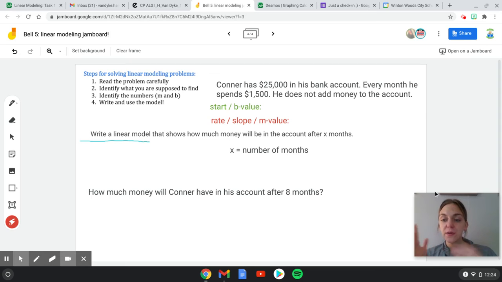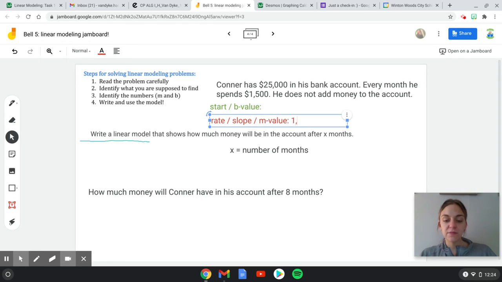And I'm looking for a unit of time because that's usually a good indicator of what my rate is going to be. And I see here every month he spends $1,500. So I know that my $1,500, since it's connected with that month, and it's something that he spends every month, my rate, slope, M value has to be 1,500. But because he's spending this money, not making this money, it has to be negative because he's not getting the money back. That means that my starting value has to be 25,000.